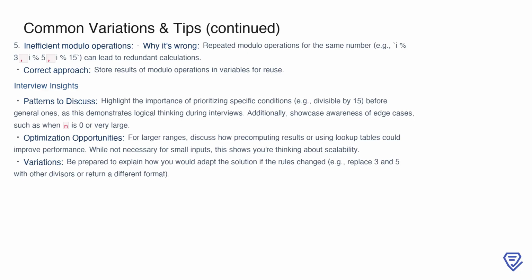You should also discuss edge cases, like handling scenarios where the input n is 0 or extremely large. Moreover, if you're aiming to optimize for larger ranges, you might mention ideas like pre-computing results or using a lookup table. While these aren't necessary for small inputs, they show you're thinking about scalability. Be prepared to discuss variations of the problem too, such as adapting the solution to new rules, like using different divisors or changing the output format. This flexibility can leave a strong impression during an interview.